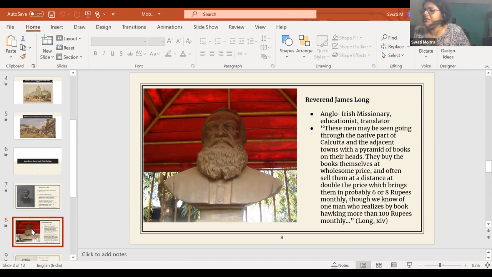They buy the books themselves at a wholesale price and often sell them at a distance at double the price, which brings them probably 6 or 8 rupees monthly, though we know of one man who realizes by book hawking more than 100 rupees monthly. Now, he's full of admiration for the advertising potential of the vendors, arguing that these living agents who show the book itself are the best advertisement for a Bengali book.